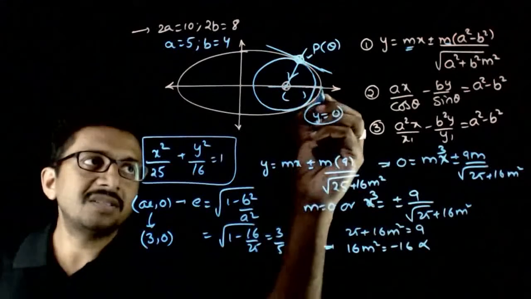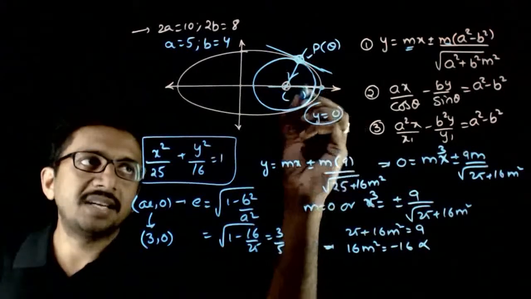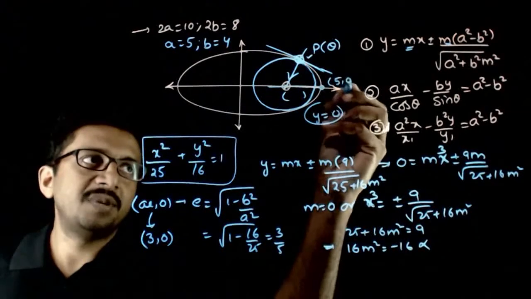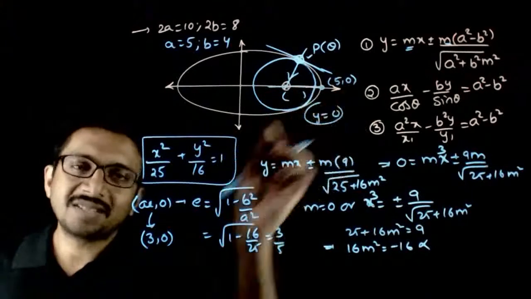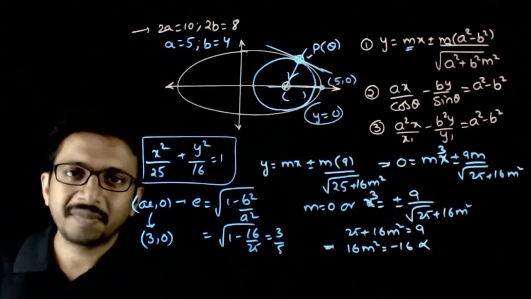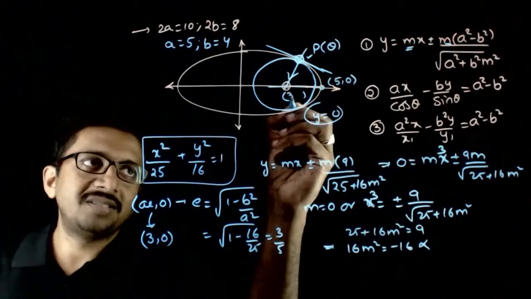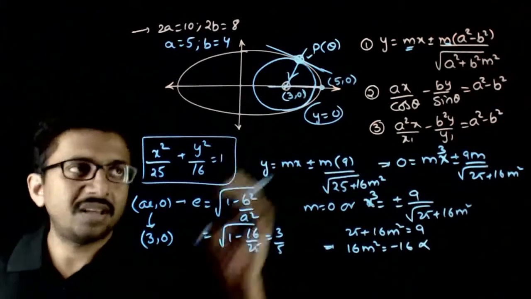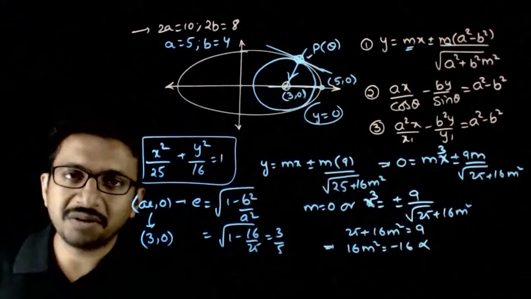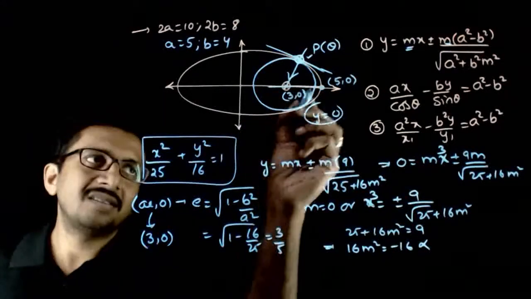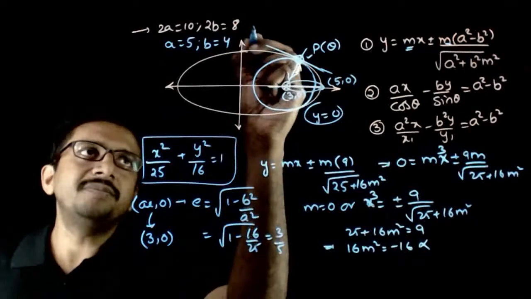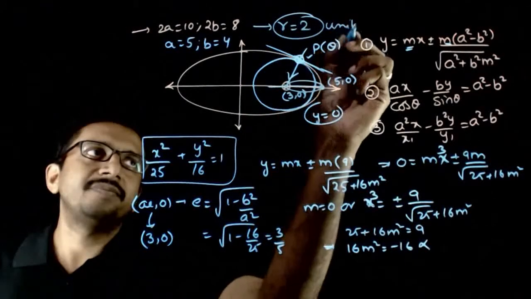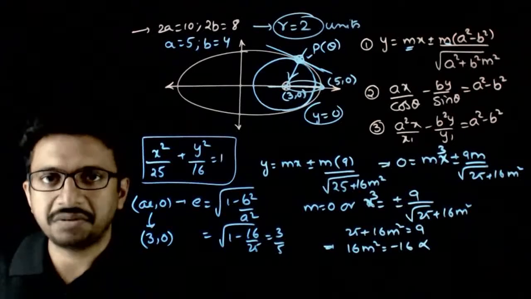What is the meaning of this? That means these two curves are touching on the x-axis, that is, at the point 5, 0. So this circle and this curve actually touch on the x-axis. This point is 3, 0 and the circle touches this ellipse at 5, 0. Hence the radius of the circle is equal to 2 units. So that is the answer to this question. Thank you.